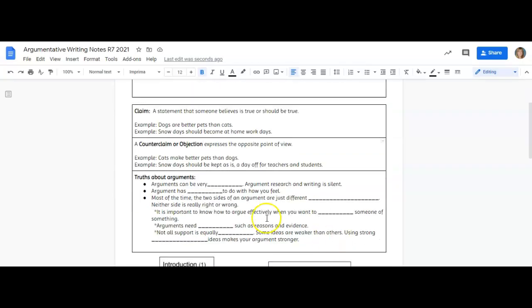Now here are some truths about arguments. Arguments can be very calm. Calm is the word that goes in here. Argument research and writing is actually silent. Some people think an argument has to be very loud and boisterous, and that's not true. In fact, I would argue that it's not convincing if it's very loud and there are emotions flying. Argument actually, believe it or not, has nothing to do with how you feel.